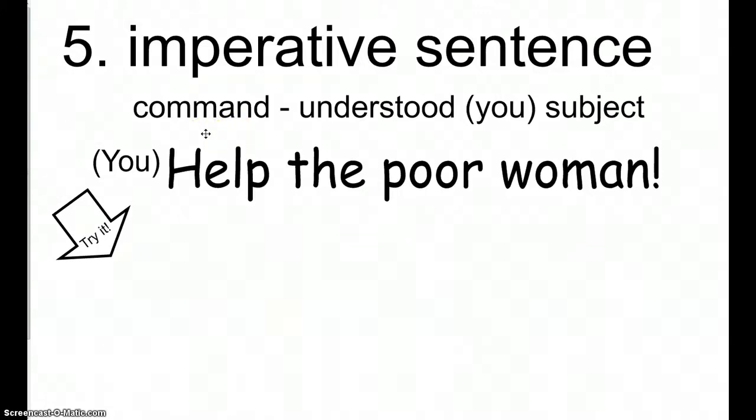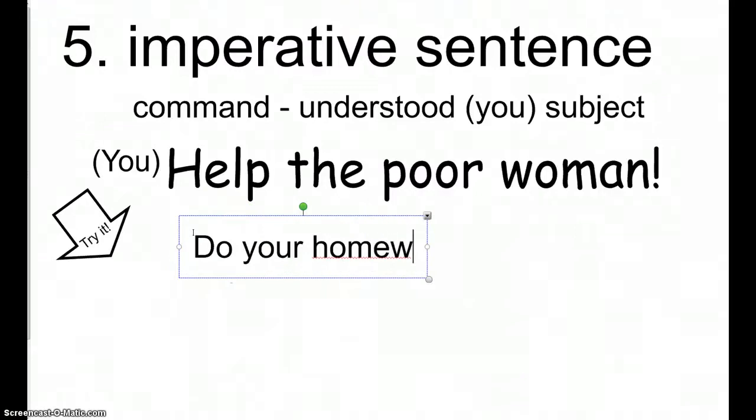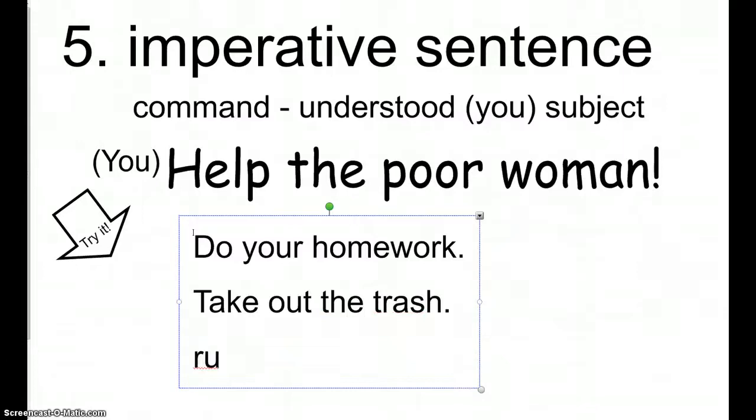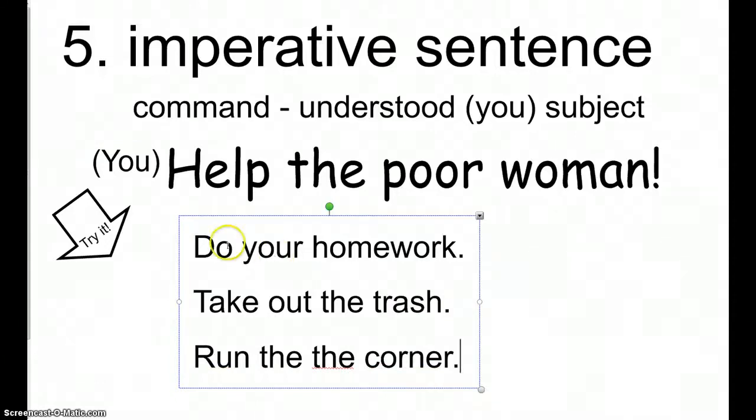So in many cases, an imperative sentence actually starts with an action verb. It's telling somebody what to do. So one that students might hear in class is do your homework. Take out the trash. Run to the corner. In each of these cases, the subject is an understood you. It's a command. We don't walk up to people and say, you do your homework, you take out the trash, you run to the corner. It's just kind of understood that you are the subject of that sentence.